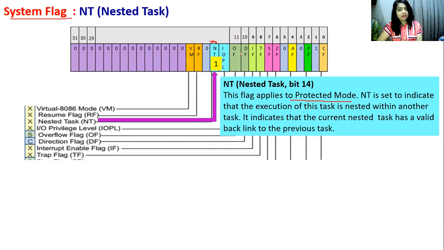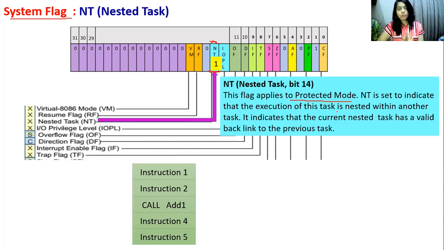NT is set, that means it is 1. What for is it set? To indicate that execution of the task is nested. That means there are nested loops within another task, and it indicates that the current nested task has a valid backlink to the previous task. What is the meaning of having a valid backlink?